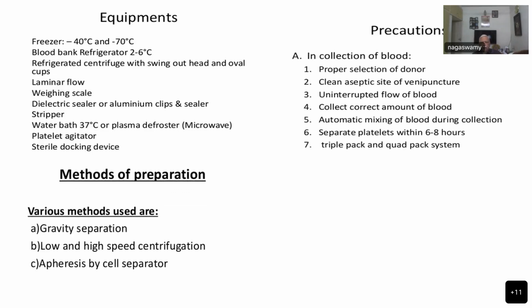Proper selection of donor, a clean antiseptic site for venipuncture, uninterrupted flow of blood once you puncture the vein, and the correct amount of blood. Don't exsanguinate the patient. Automatic mixing of blood during collection should be there, and separate platelets within 6 to 8 hours. That is very important. If you want good acting platelets, they should be separated within 6 to 8 hours. Otherwise they will disintegrate, because they are non-nucleated cells and cannot last long.